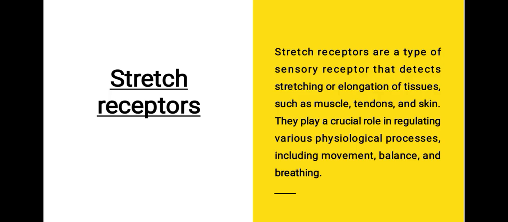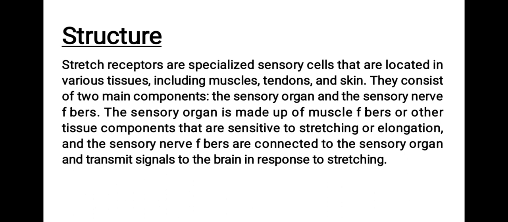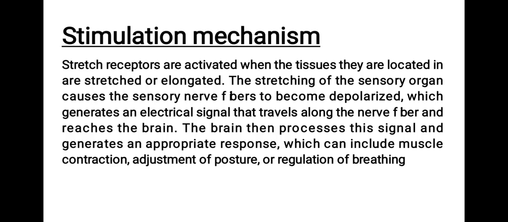Then stretch receptors, which detect stretching or elongation of tissues such as muscles, tendons, and skin. They play a crucial role in regulating various physiological processes, including movement, balance, and breathing. The structure has two parts: the sensory organ and the sensory nerve fibers. Stretch receptors.